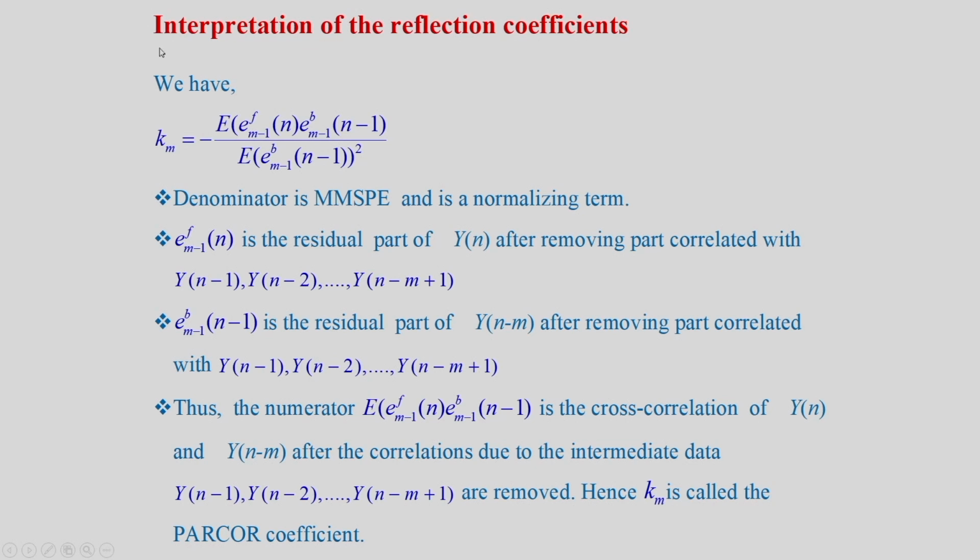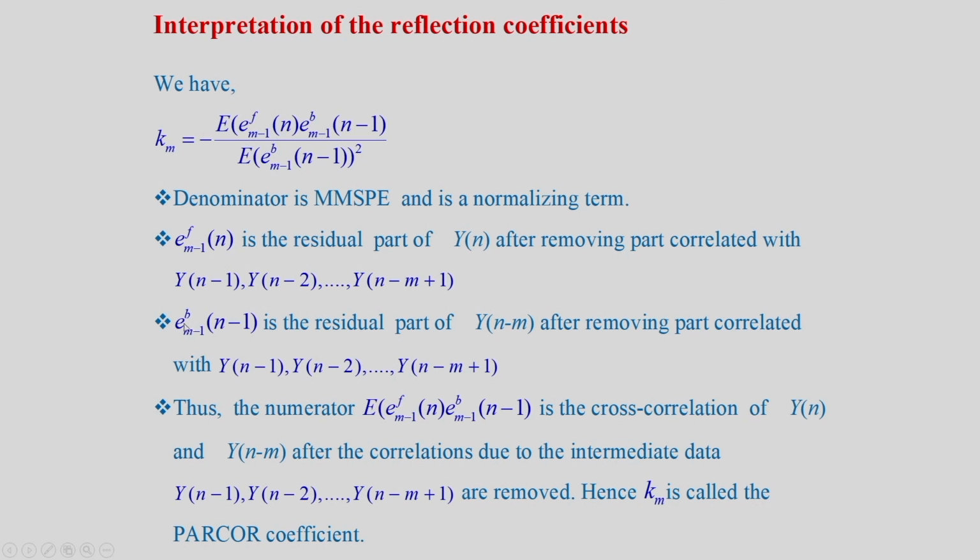Now, let us try to interpret the reflection coefficient Km. Km is given by this. The denominator is the MMSP and is a normalizing term. Em-1 Fn is the residual part of Yn after removing the correlation with Yn-1, Yn-2, etc. up to Yn-m+1. So, after removing the correlation of the intermediate data, whatever residual is there, that is Em-1 Fn.